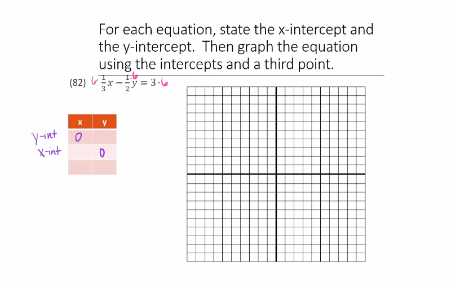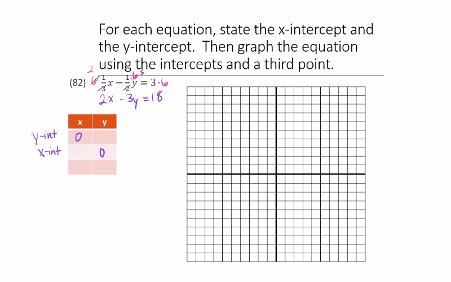So what's going to happen with this first 6 times a third, the 6 and the 3 will reduce to 2 over 1, right? So it'll be 2 times 1x, which is 2x. All right, and then we have negative a half times 6. So what will happen is the 6 and a half reduce to 3 over 1, so it'll be negative 1y times 3, which is negative 3y. And then 3 times 6 here, that's going to be 18. All right, so now we're set to go.